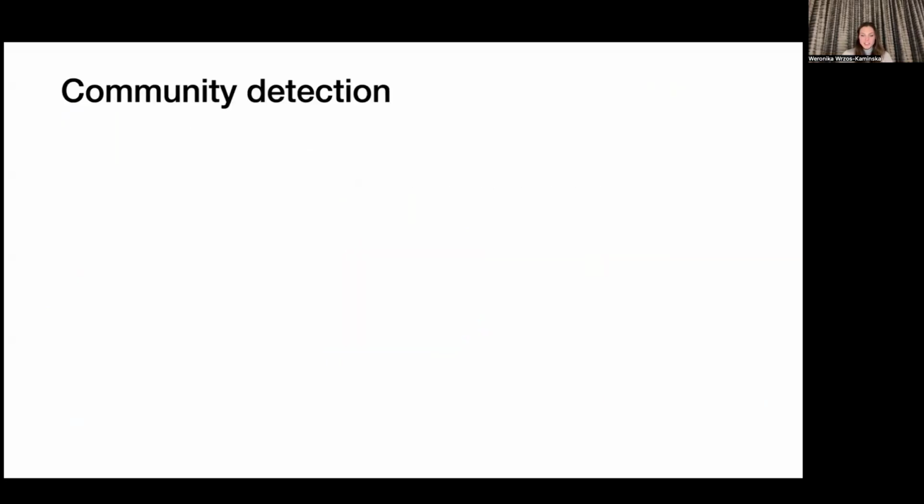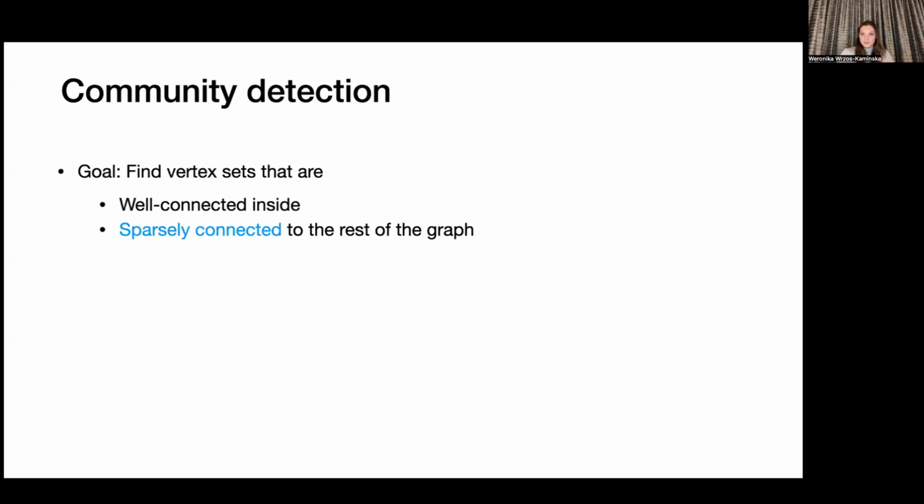So in the community detection problem, we are given as input a graph, and our task is to recover the communities. And what are communities? Well, these are just sets of vertices that are internally well connected as induced subgraphs, but that have few edges going to the rest of the graph.